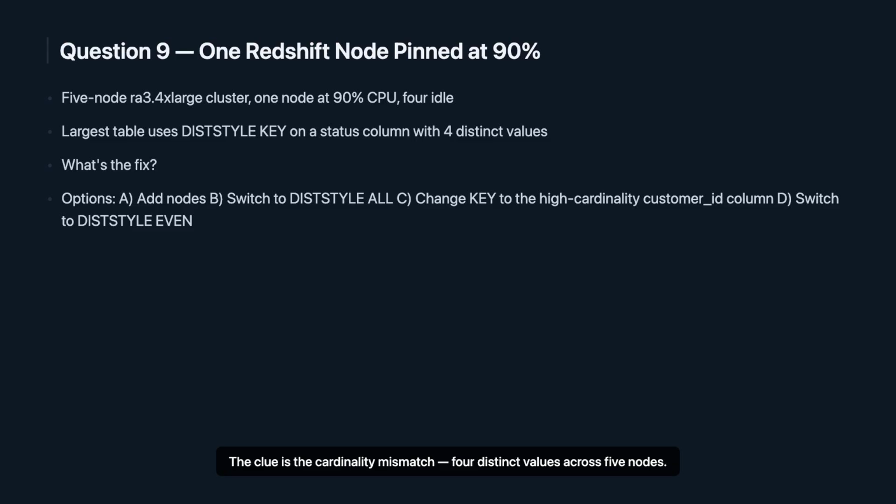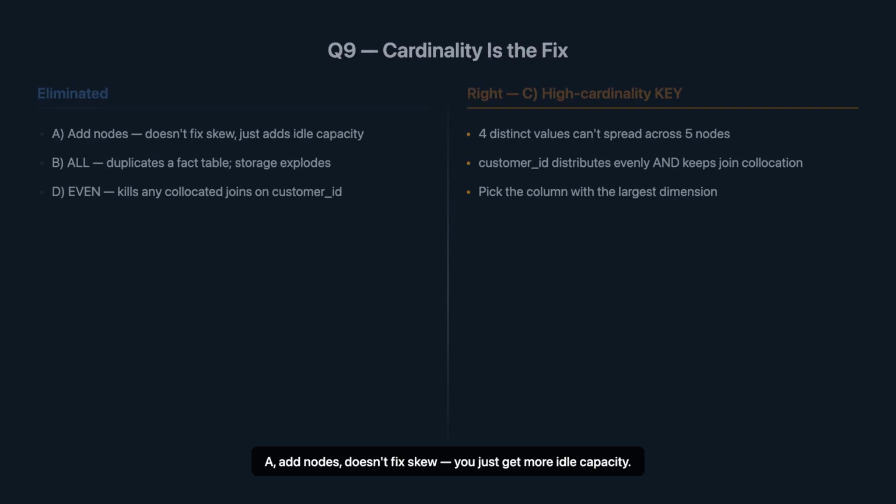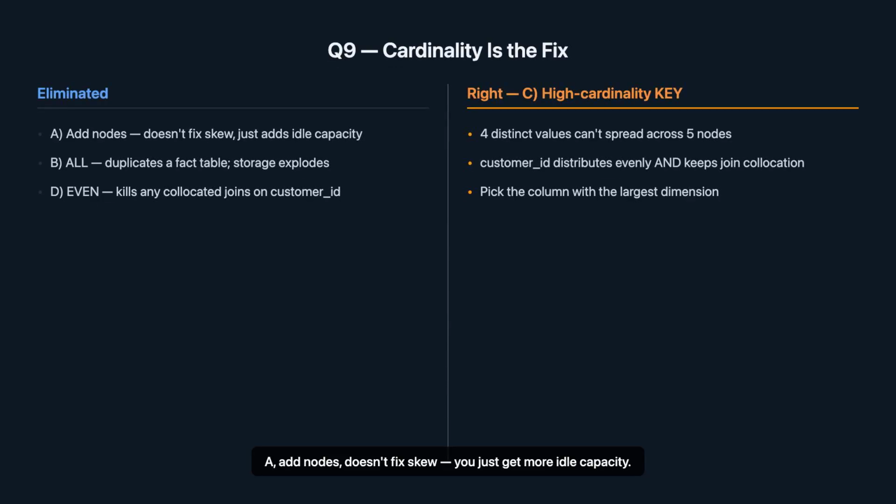The clue is the cardinality mismatch, 4 distinct values across 5 nodes. A. Add nodes doesn't fix skew, you just get more idle capacity. B. Distribution style ALL would replicate the entire fact table to every node and storage explodes. D.